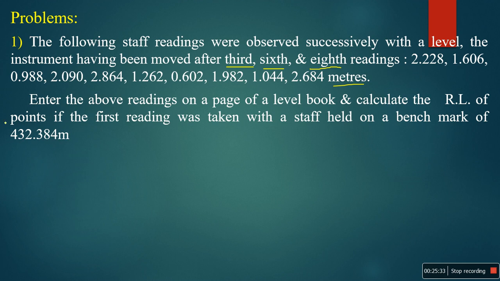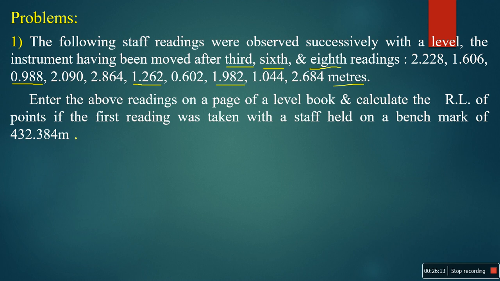Okay, so they have given that they have shifted the instrument after the third reading, after the sixth reading, and after the eighth reading. So this is the first reading, this is second, and this one is the third reading. After taking this reading, they have shifted the instrument, then they have taken the staff readings again. So this is third, sixth, for this is 4, 5, 6. Again after this reading they have shifted the instrument. Similarly 7, 8, after this reading they have changed the instrument.